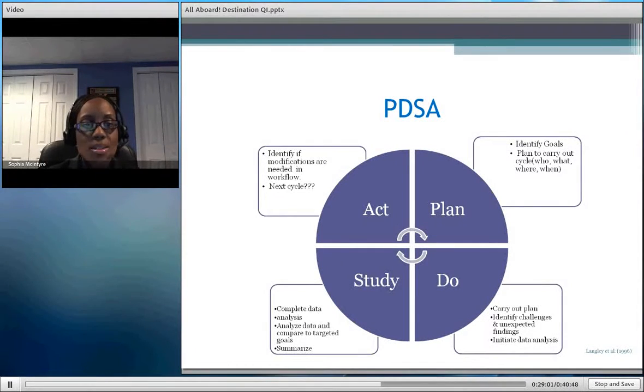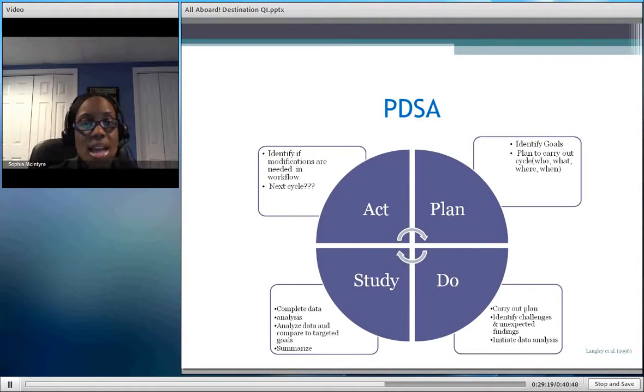When you act, you want to identify if there are modifications needed. Is there a change in workflow? Are you going to huddle with your staff before each patient comes in? Is your staff going to look at your list of patients 1 or 2 days before patients come in?